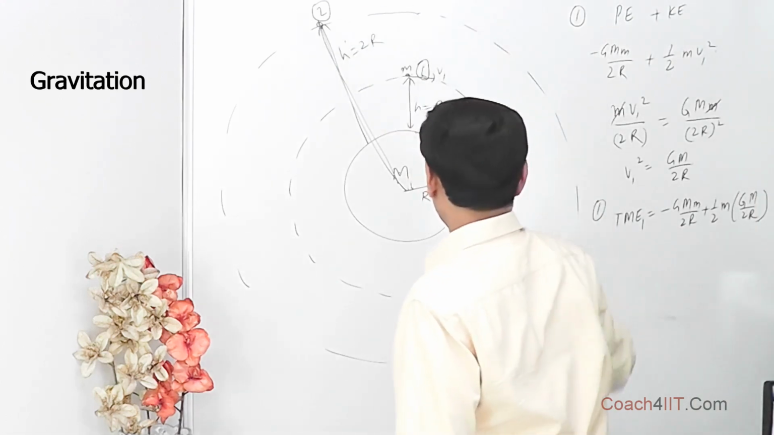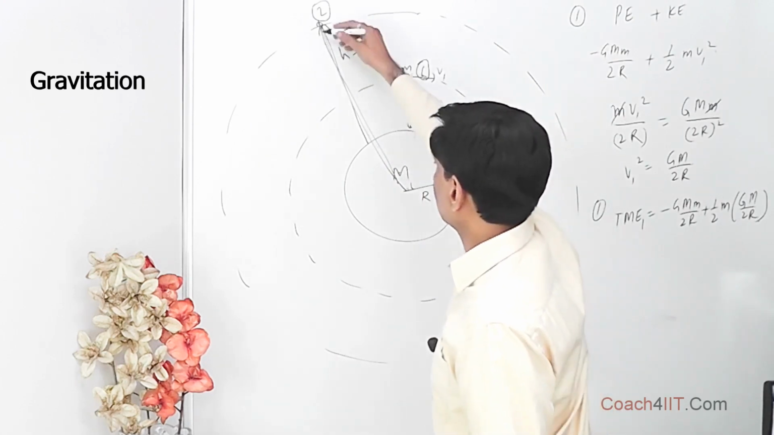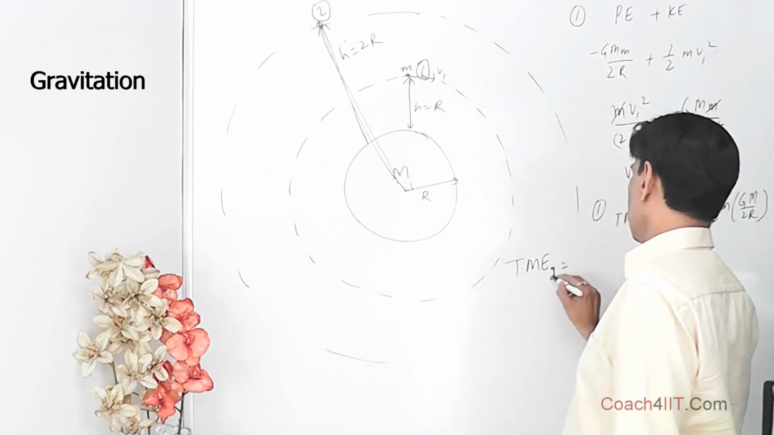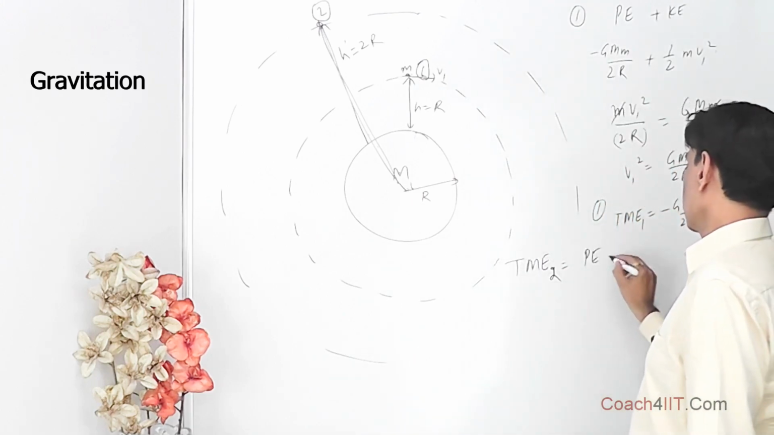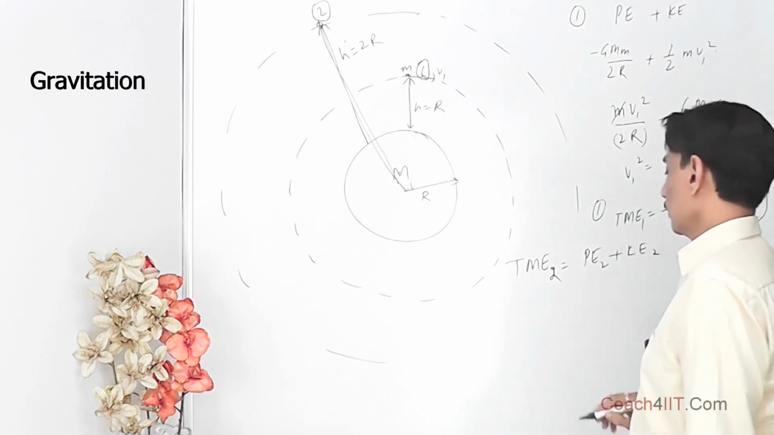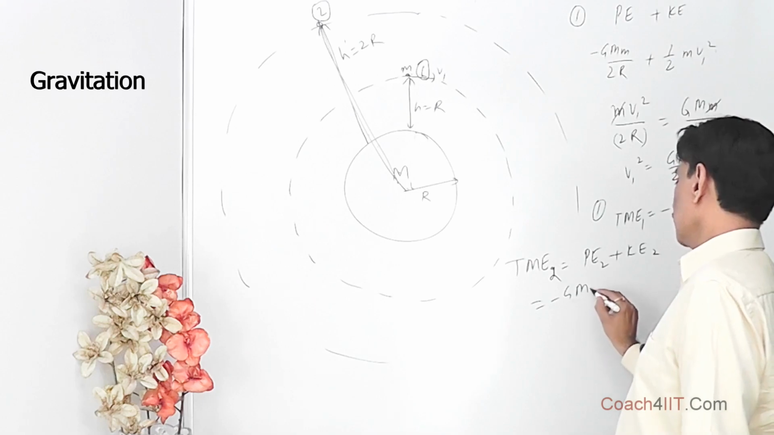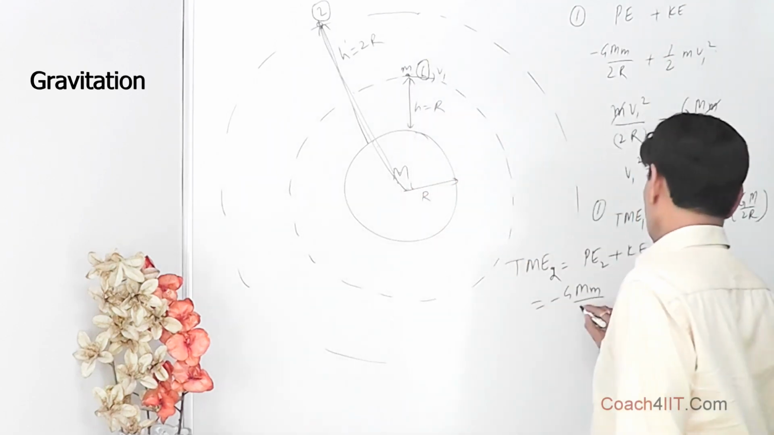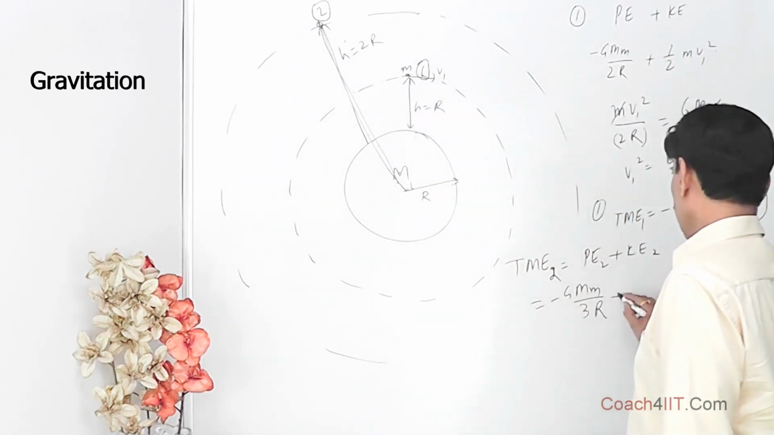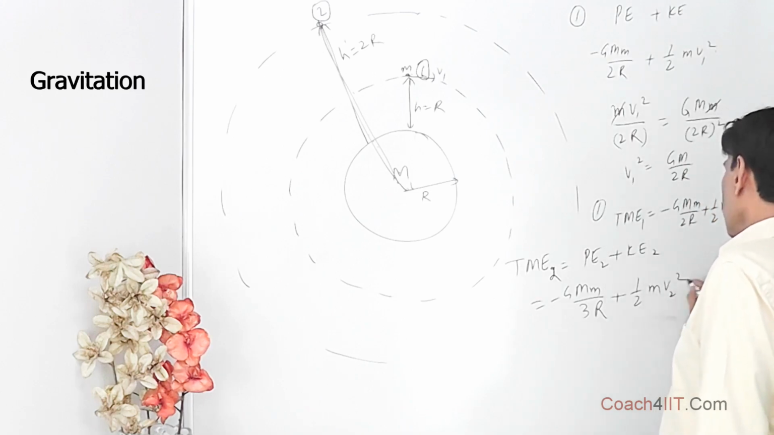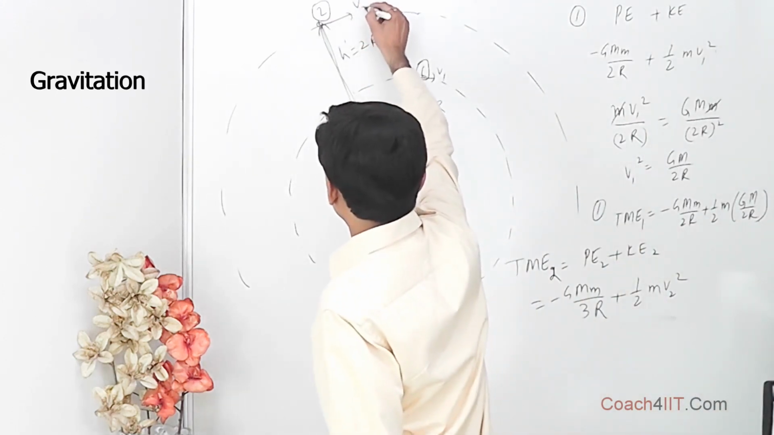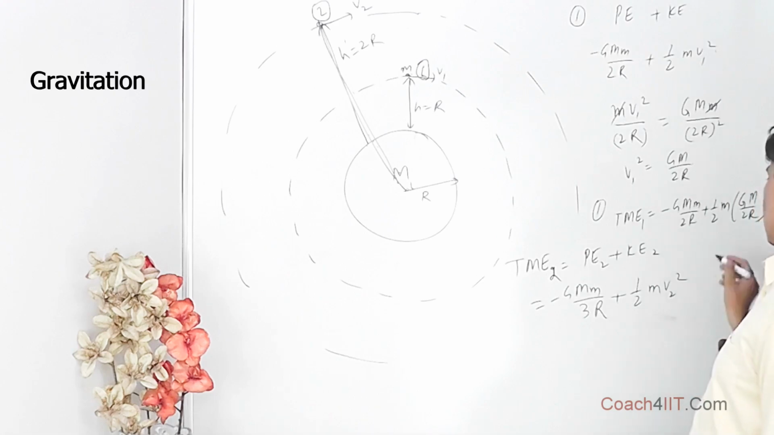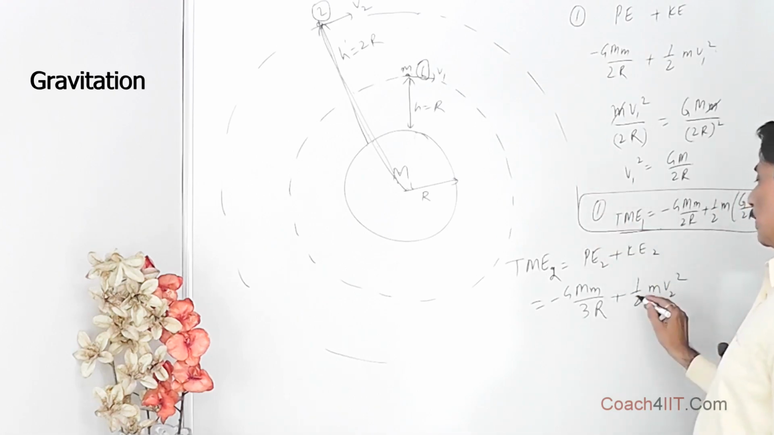Now when it is orbiting in a bigger orbit of radius R plus 2R, that is 3R, the total mechanical energy of the system in this configuration is potential energy plus kinetic energy. The potential energy is minus GMm upon R plus 2R, that is 3R. Plus half m v2 square, where v2 is the orbital velocity when it is moving in an orbit of radius 3R. So this is the second equation, and we got the first equation earlier.